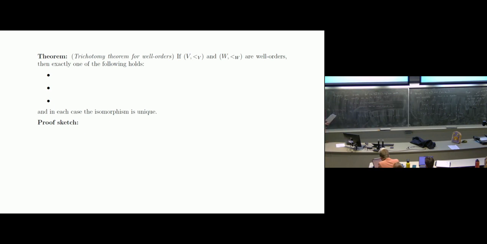The crazy thing, though, is that well orders, not only are they linearly ordered, they're actually well ordered. Ooh, spooky. Okay, so if you have a collection of well orders, there is necessarily a smallest one under this notion of smaller.